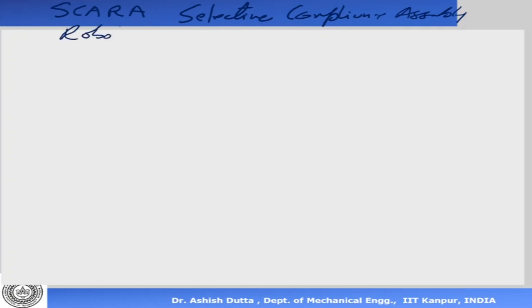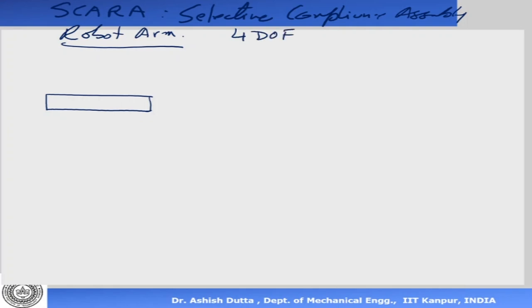Let's look at the DH parameter table for another manipulator. Let's talk about this SCARA robot. The SCARA robot is selective compliance assembly robot arm. Okay, so this is a robot arm which has a structure something like this. This has 4 degrees of freedom and it has 3 revolute joints and 1 prismatic joint.